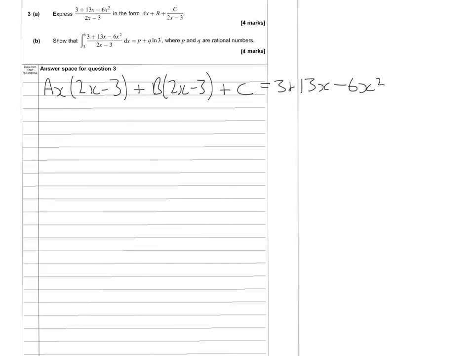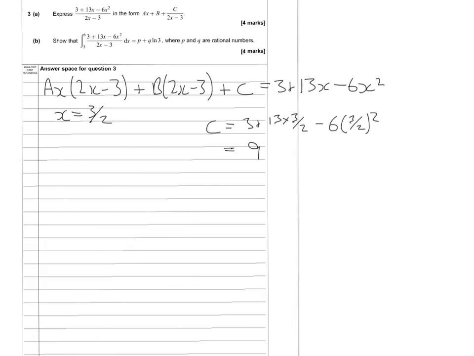Okay, so let's try x equal to 3 over 2 to give me c. c is equal to 3 plus 13 times 3 over 2 minus 6 times 3 over 2 squared, which is 9.